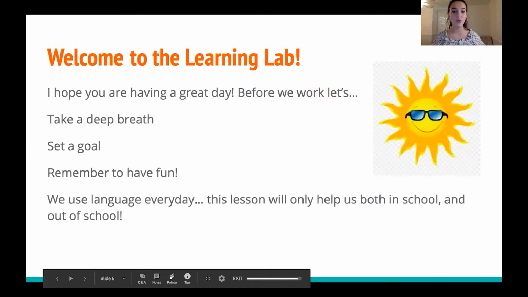Awesome. Let's set a goal. So in your head, if you can think of something, now that we've gone through the vocabulary, maybe you saw something in there that you didn't know, or maybe you didn't know how to make an imperative sentence. So you can make that your goal. If you look back, you can look at these and maybe make a goal with one of the vocabulary words. So go ahead and set a goal that you feel like you would like to reach at the end of this lesson. And of course, just remember to have fun. We use language and writing every day, and this lesson will help us not only in school, but also outside of school in our daily lives. So it is super awesome and can't wait to get started.